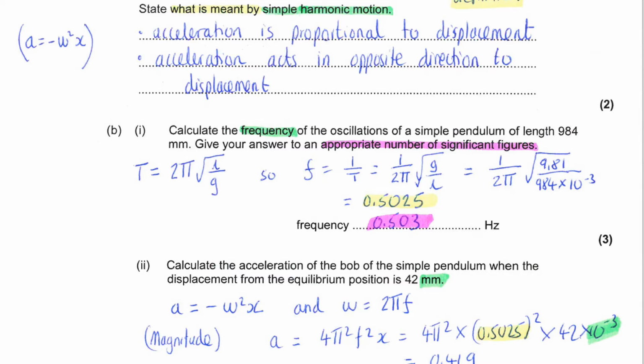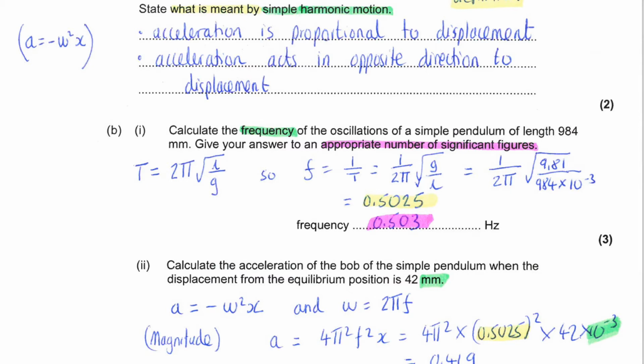Finally, you need to substitute the values into the equation, and be careful, we had 984 millimetres, so you have a power of 10 of 10 to the minus 3. That leads us to an answer of 0.5025 Hertz. However, there is a mark allocated here for using an appropriate number of significant figures. Looking back at the question, the only piece of data given was the length of the pendulum. This was to 3 significant figures, so we match this in our answer.